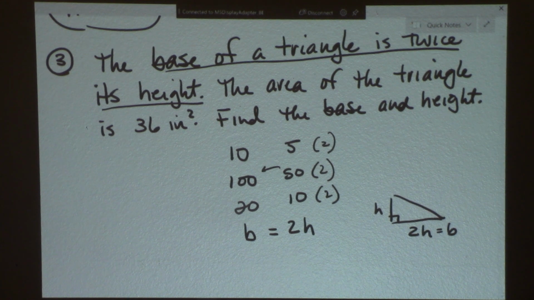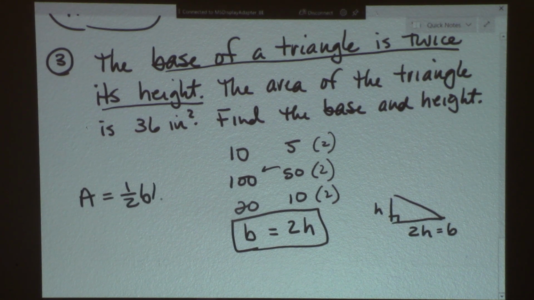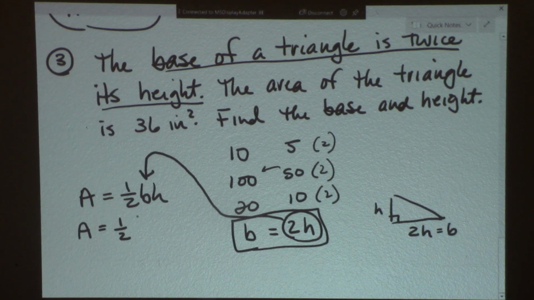All right. Now, this sounds kind of difficult, but it really isn't that hard. So let's keep going. We're going to write down our area formula. And I can only have one letter in an equation to figure it out. So I'm going to have the area is 1/2, and I'm going to take the b out, and I'm going to substitute my 2h in for that.